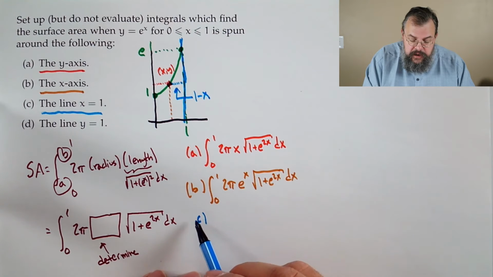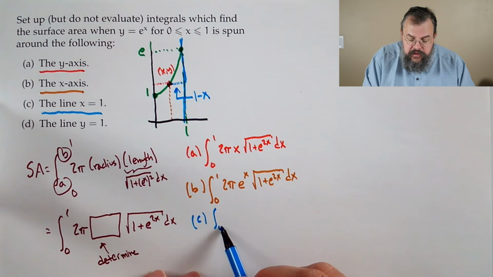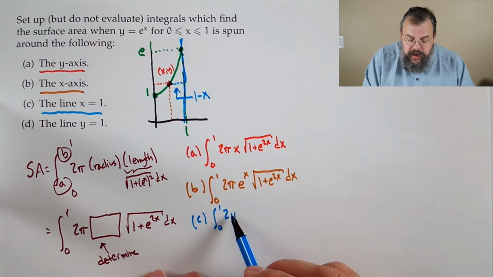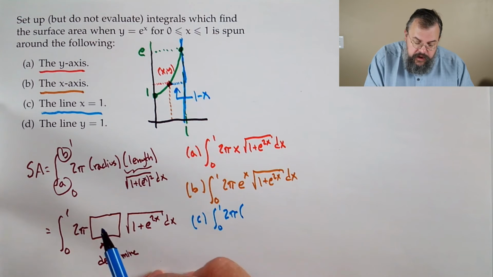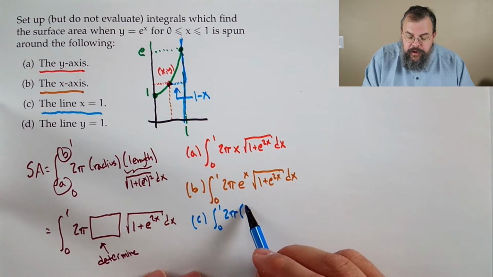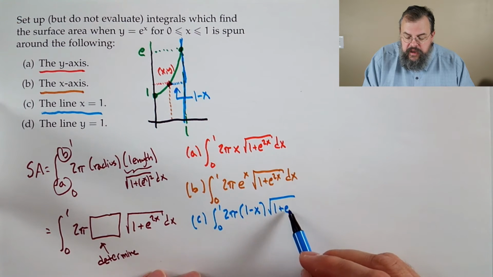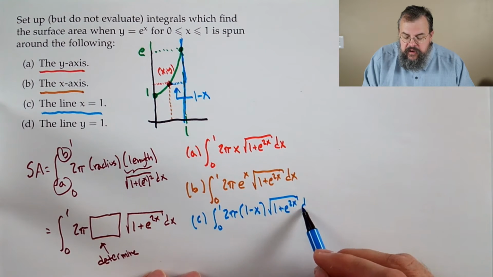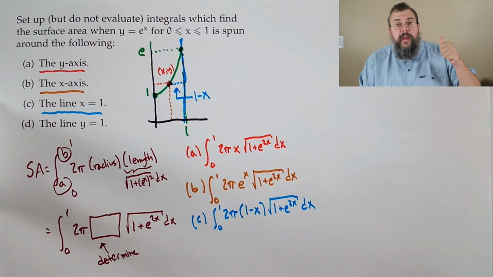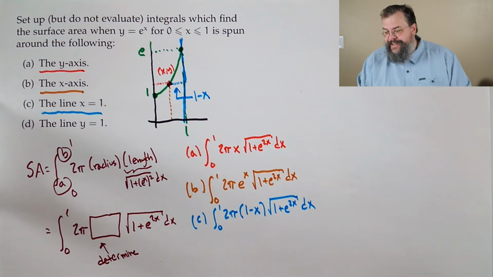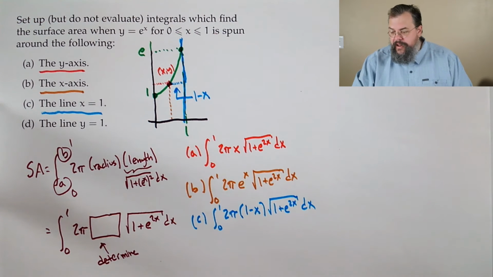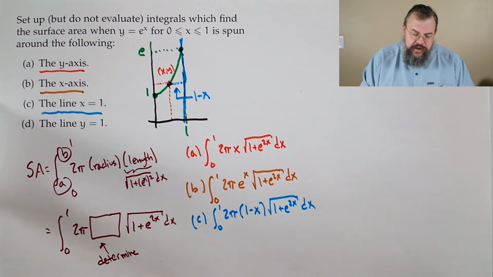So for part C, we get the integral from 0 to 1 of 2 pi, and our radius, what goes in the box? 1 minus x. Times the square root of 1 plus e to the 2x dx. One more to go. All right, so our last one, part D.